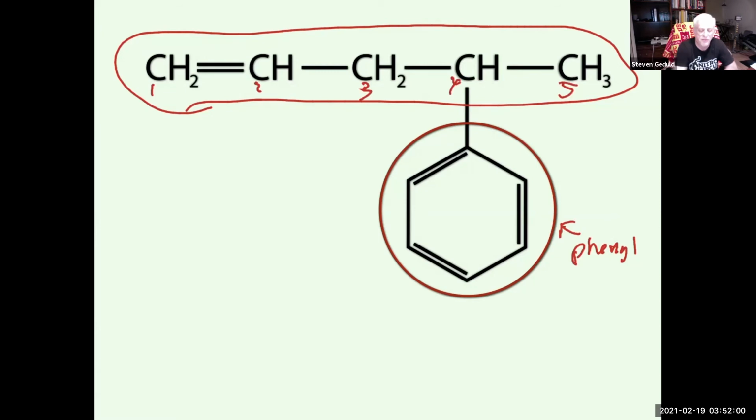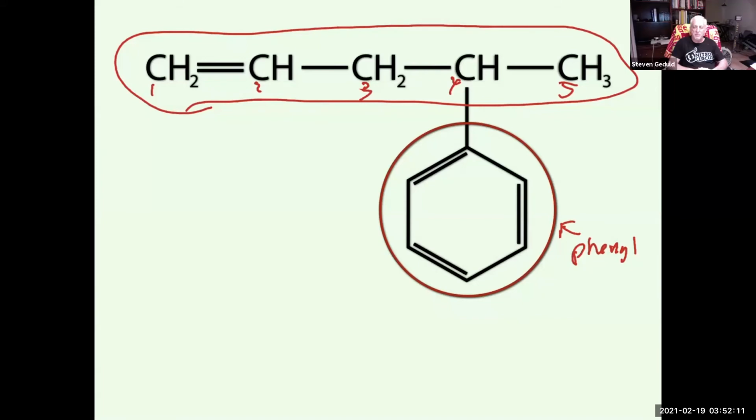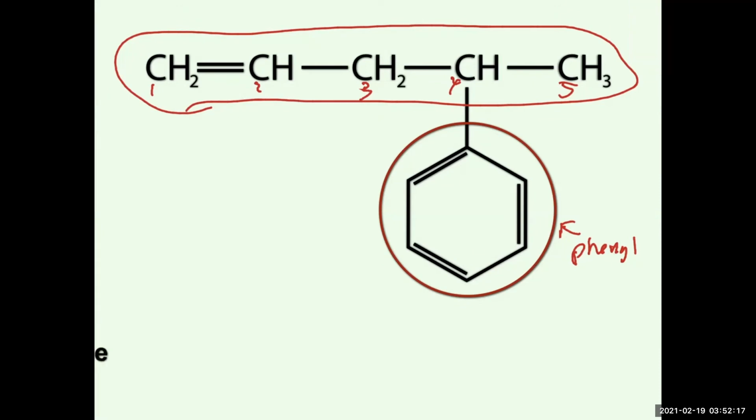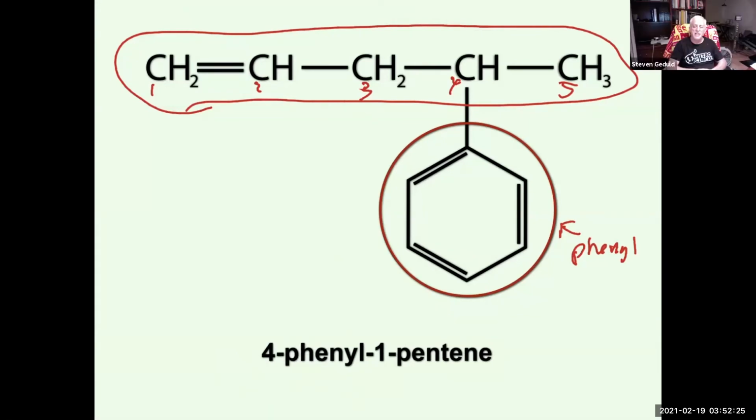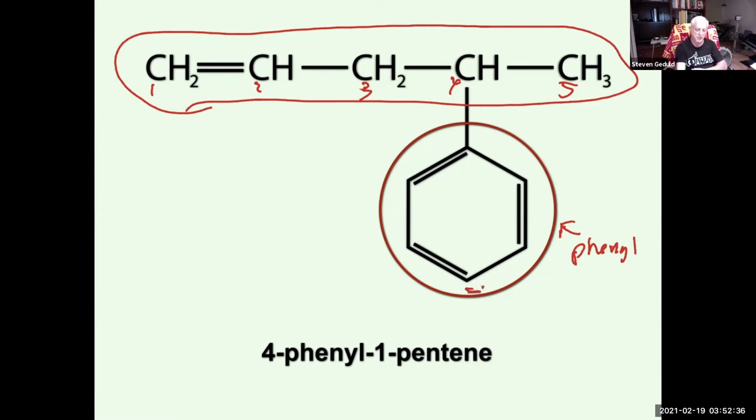4, 5. So it's a 5 carbon chain. There's a phenyl group at number 4, and there's a double bond at number 1. Yep, perfect. It's 1-pentene, so it's 4-phenyl-1-pentene. You got it. Even with something this large, the substituents take second place to the double bond. The multiple bonds, double and triple, always take precedence over any other substituent. If there's no double bond, then the substituent takes precedence. But if there's a double bond or a triple bond, that takes precedence.